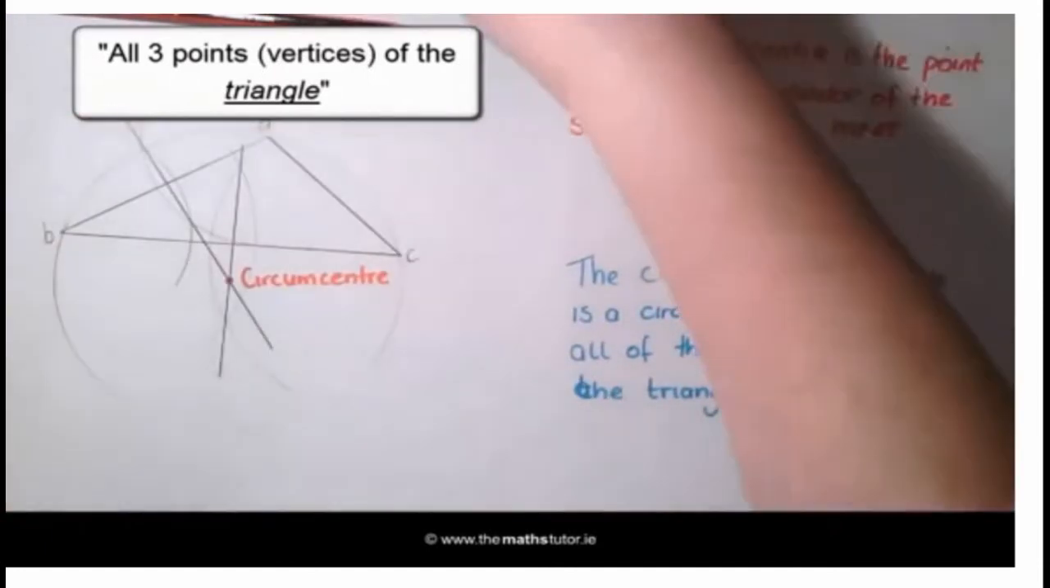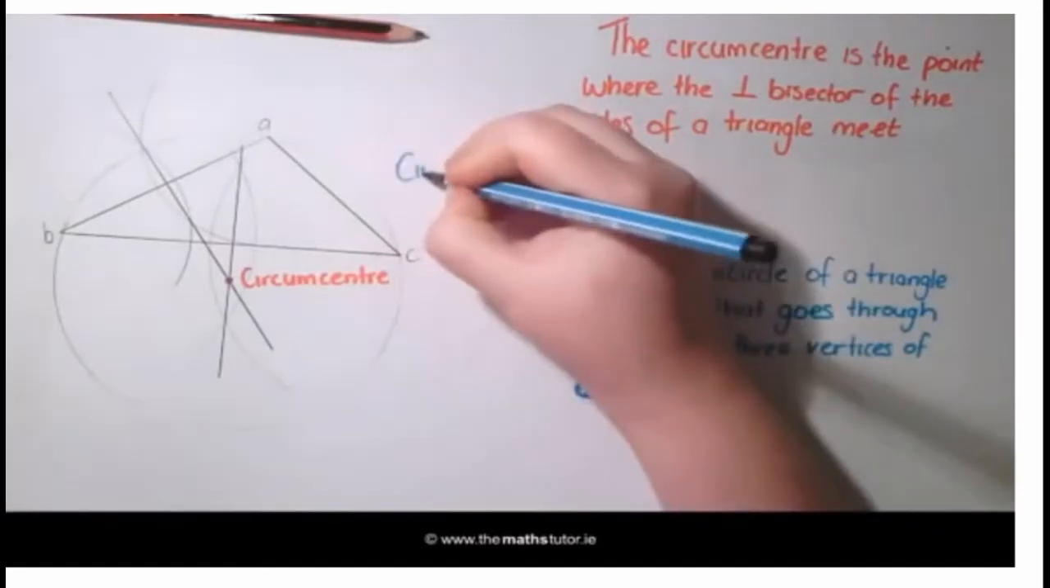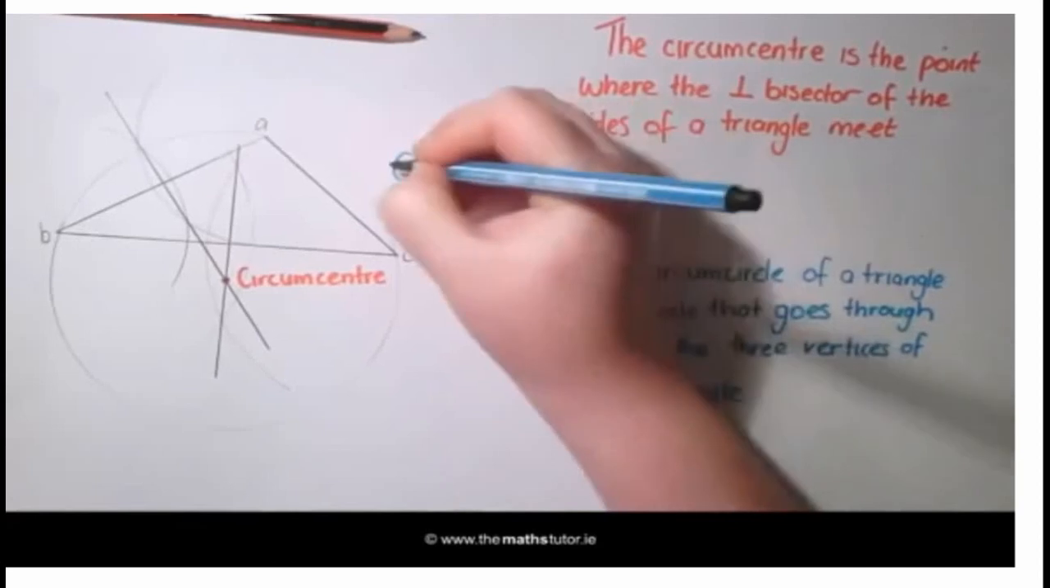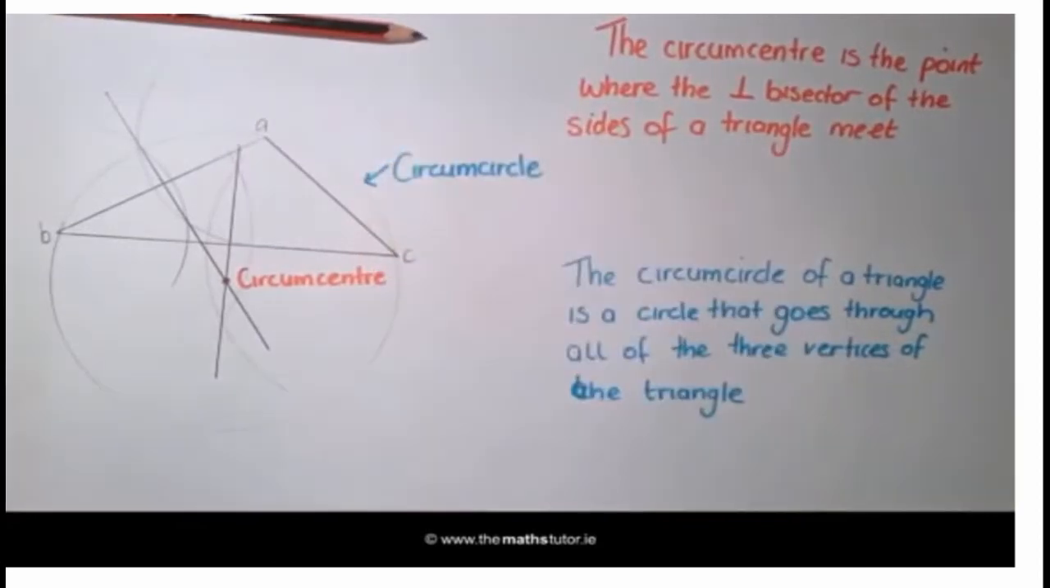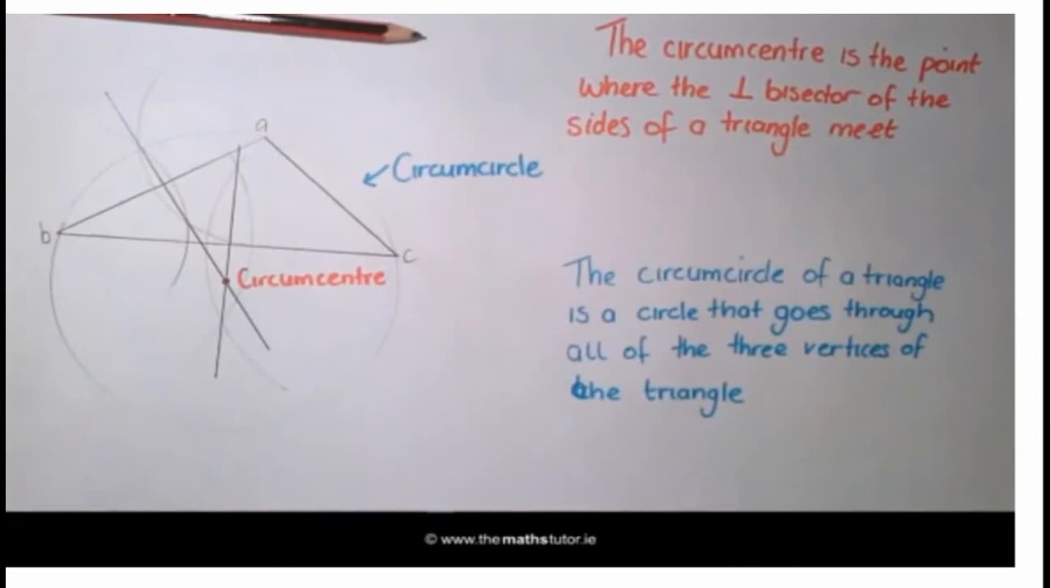And here we can see we have our circumcircle, because it is passing through A, B and C. Now, try this for yourself and see you in the next lesson.